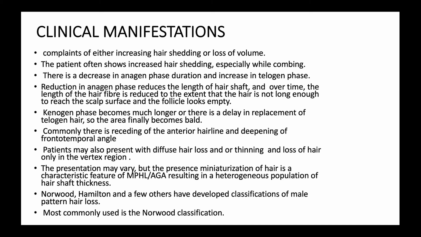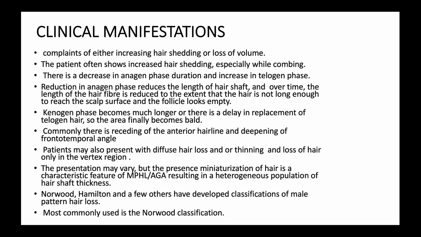Reduction in anagen phase reduces the length of the hair shaft, which I showed in that picture. Over time, the length of the hair fiber is reduced to the extent that the hair is not long enough to reach the scalp surface and the follicle looks empty, which I showed in the previous picture. Telogen phase becomes longer, or there is a delay in the replacement of telogen hair, so the area finally becomes bald. Commonly, there is a receding of the anterior hairline and deepening of the frontotemporal area.